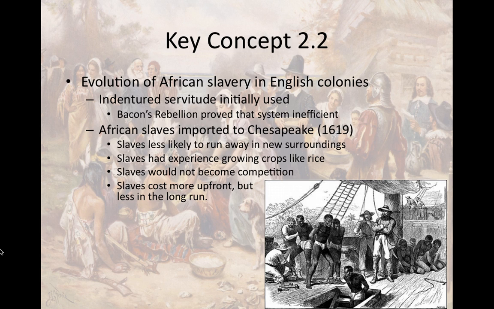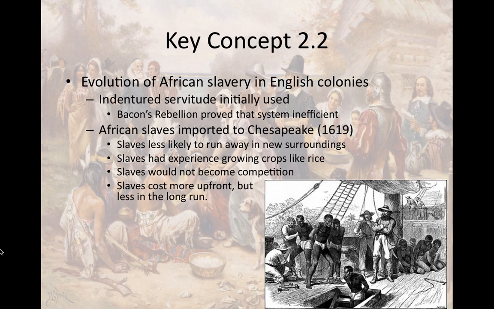Now the thought was that the slaves were better for a number of reasons. So first of all, they were less likely to run away in their new surroundings because they were less likely to assimilate. They had no idea where they were, whereas natives knew the landscape, and indentured servants might have had friends in the area. They could speak the language. Slaves were less assimilated, so they were more likely to behave. They had experience growing crops like rice. The west coast of Africa, rice grows very well. It had been growing there for centuries. So when slaves are brought over, they have experience growing rice.